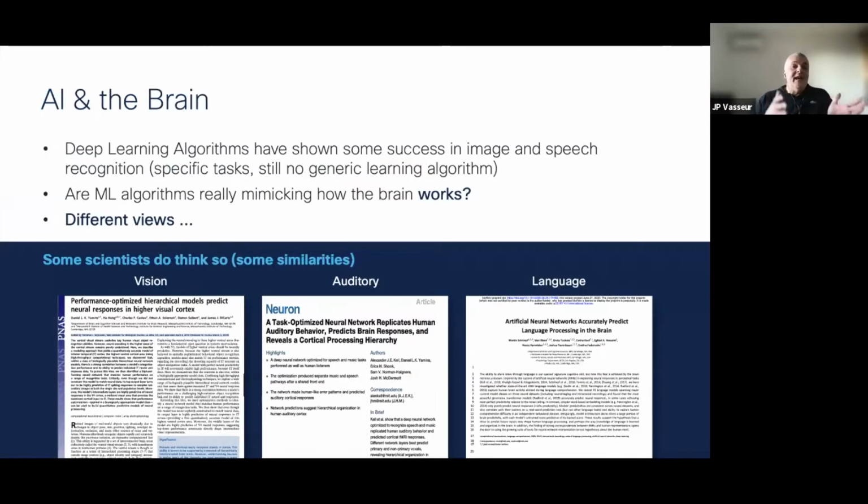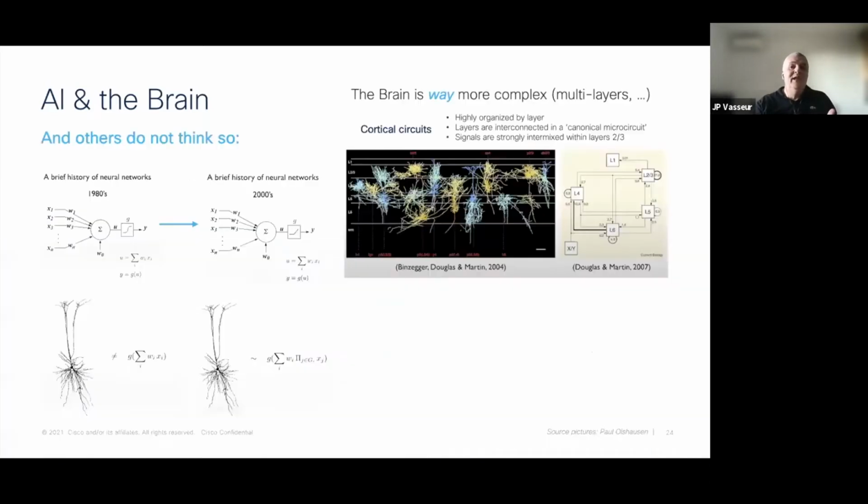When you look at AI and the brain, some people believe that current machine learning algorithms can mimic how the brain works for vision, for audition, which we know a bit less about compared to vision, and for language, with the Wernicke and Broca areas and so on. But others believe that we're far from that. And I also believe that we're extremely far from it.